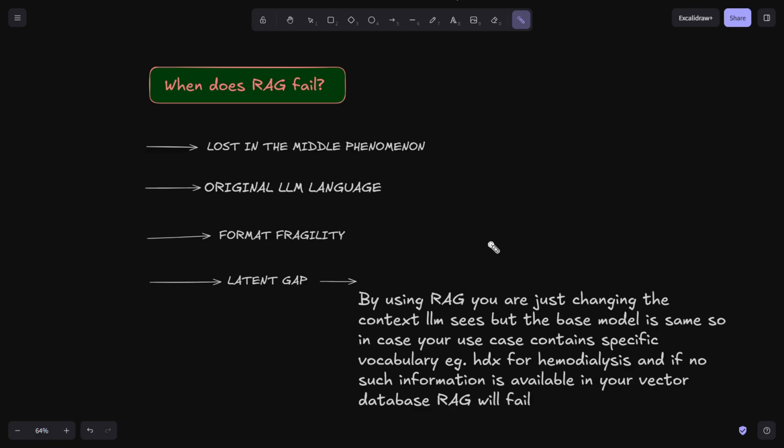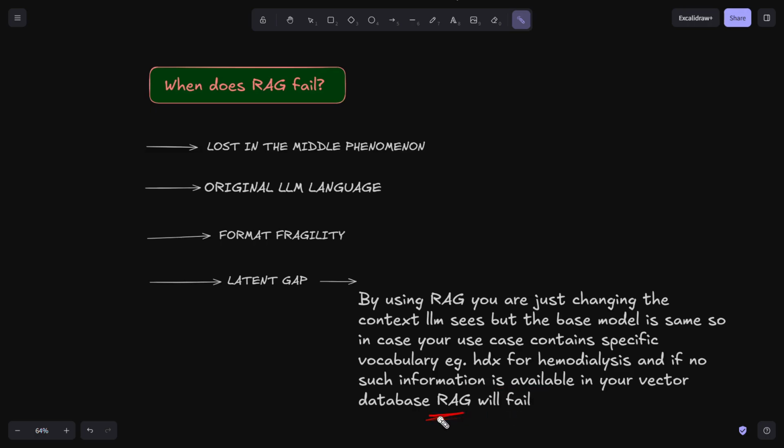The most important one is the latent gap. As we discussed in RAG, we are just modifying the context. The trained model remains the same. So, for example, you're using an LLM at a hospital and you use HDX, which is basically hemodialysis. Your RAG system would probably hallucinate if this is not explicitly mentioned in the RAG data.